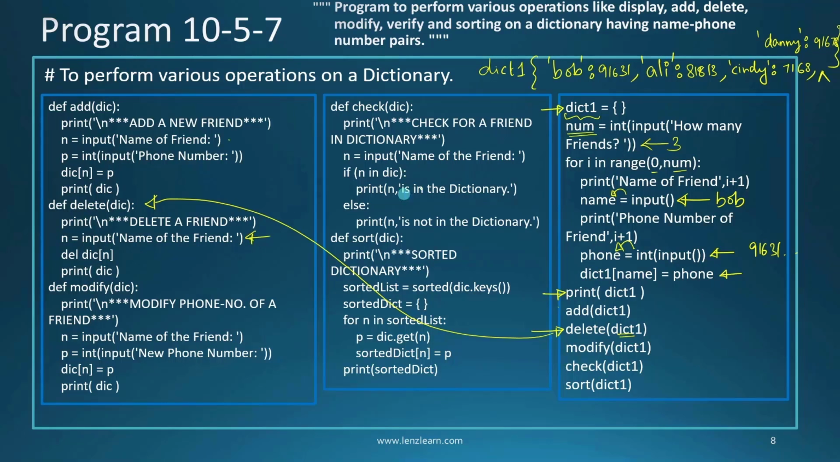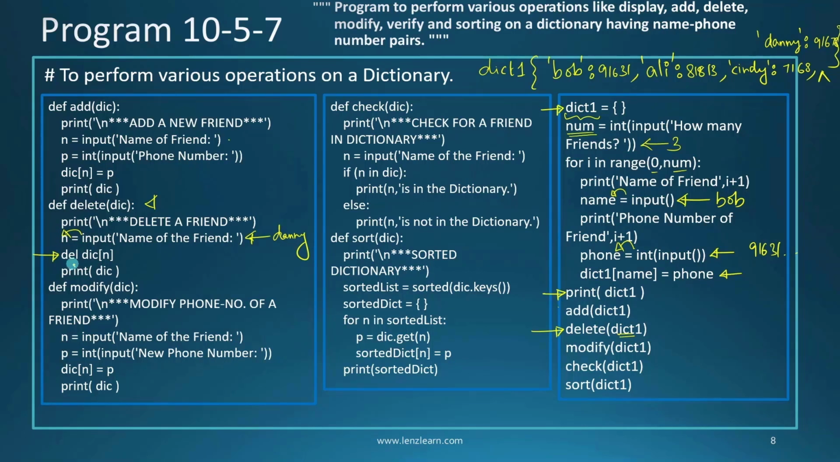So here you can give any of these 4 names. You can give Bob, Ali, Cindy or Danny. We will try to delete Danny itself. Okay, so I can just remove it over here. So now I will write the name that I want to remove is Danny. So that will be stored into N.